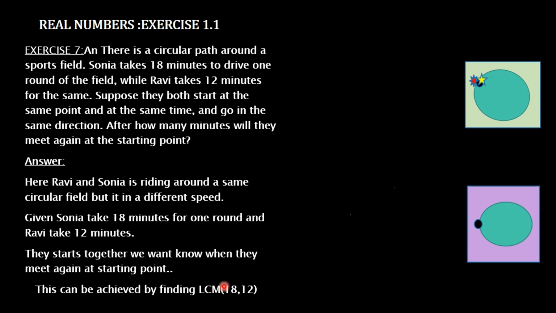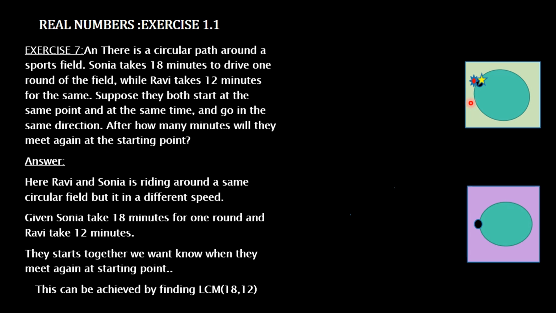If it were lesser than 18 and 12, we would find the HCF. Why we are finding the LCM means we have to find the common multiple of two numbers. At that time, they will meet each other. We have to find the minutes when they will meet again, at the first meeting point, so we have to find the least common multiple among them.